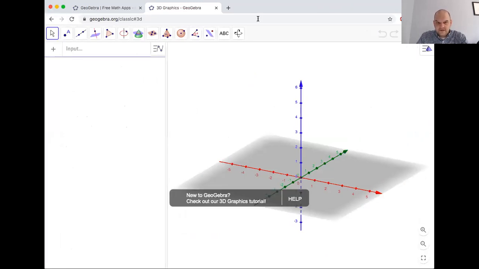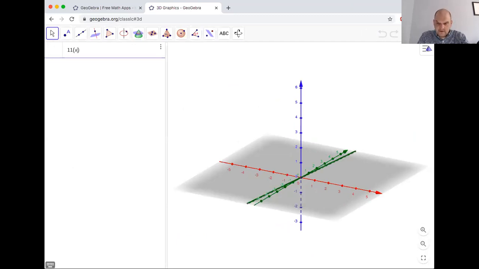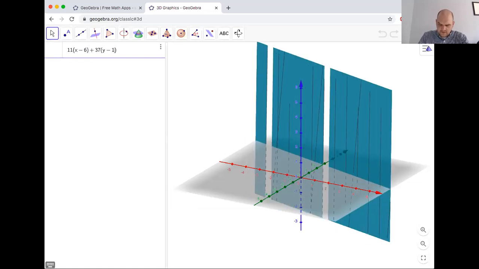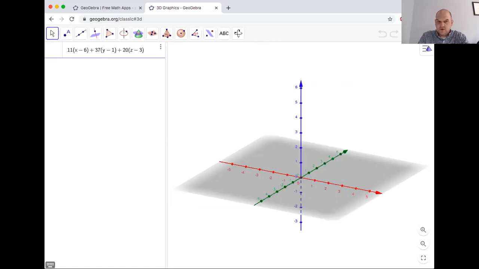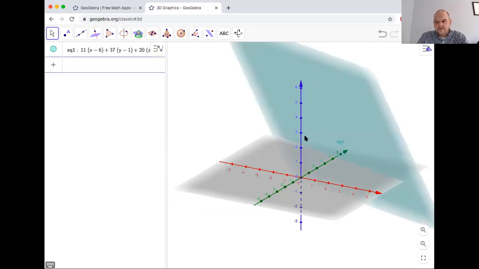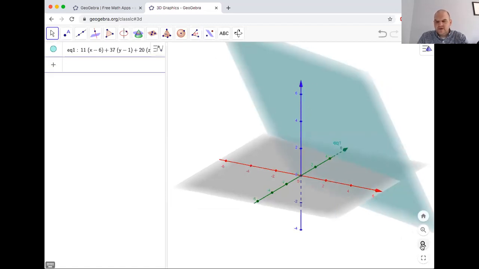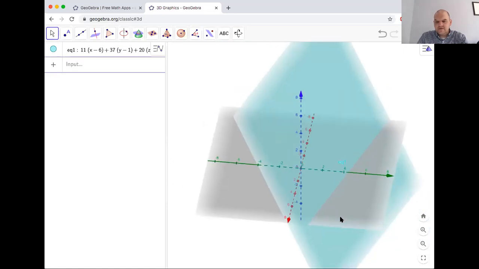And what am I going to do? I'm going to plot the plane. So 11 times x minus 6. I don't know what it means for it to be a big plane, but these numbers are big. Plus 37 times y minus 1, plus, you can see it starts guessing what it thinks you mean. It's almost never right, but I applaud it for trying. There's our plane.